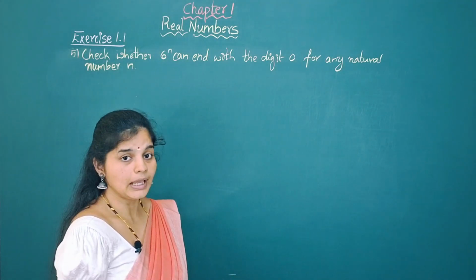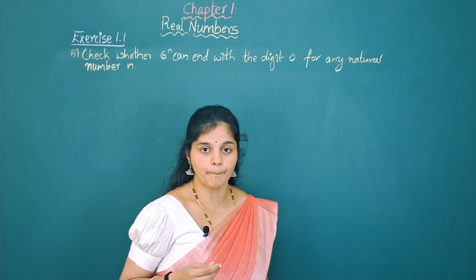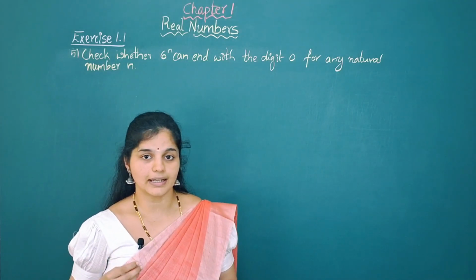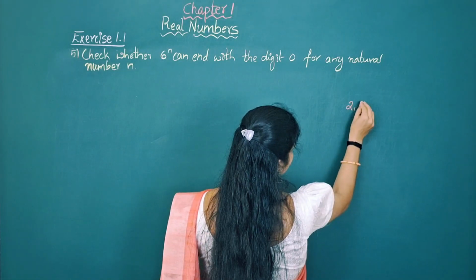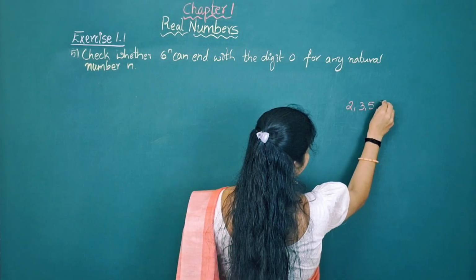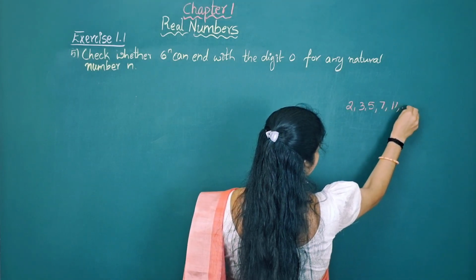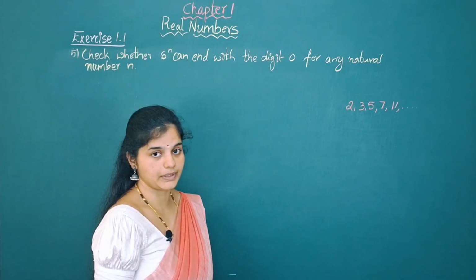So for example, we have the prime numbers, right? So can you tell me which are prime numbers we have? Yes, so we have 2, 3, 5, 7, 11 and so on. So these are the prime numbers we have, right?